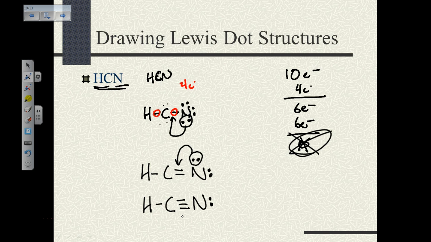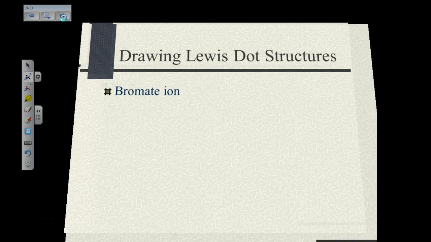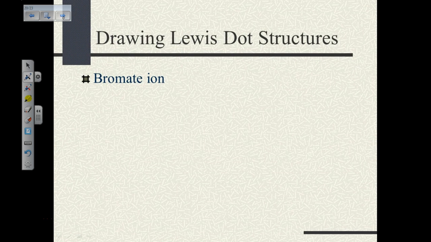Okay, so one more example here. The bromate ion. So now this is what we call a polyatomic ion. Polyatomic ions are ions that have two or more atoms in them. The bromate ion is BrO3 and it's 1 minus.